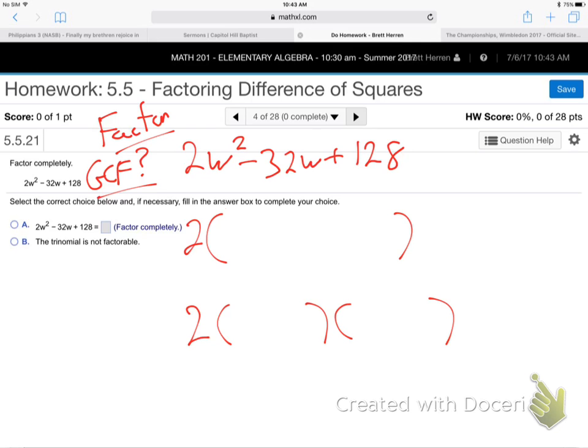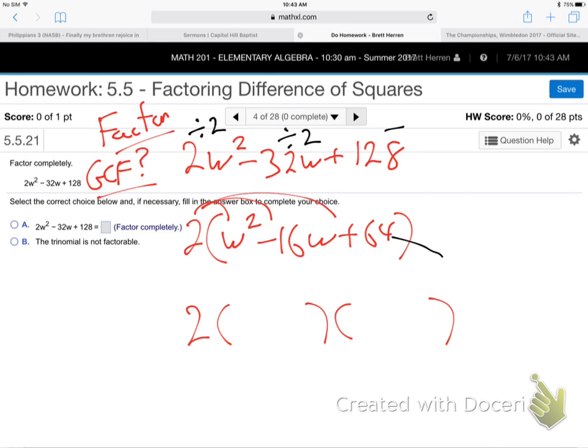So take out the 2, leaves w squared, 16w, 64. Everybody good? You can just, on your calculator, divide by 2, divide by 2, divide by 2. When you factor a 2 out to the front, you're dividing all those by 2, really, aren't you? You're pulling 2 out of them to the front. Is that good? To there.